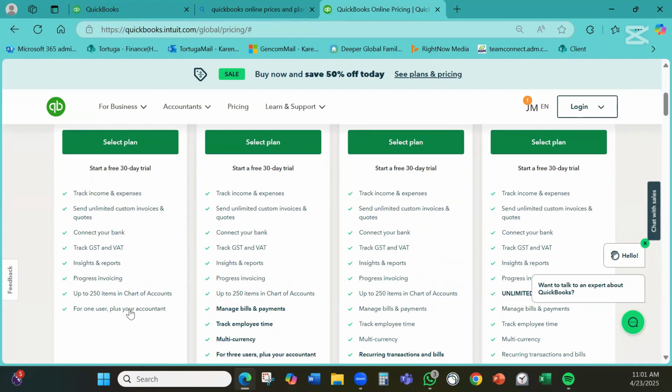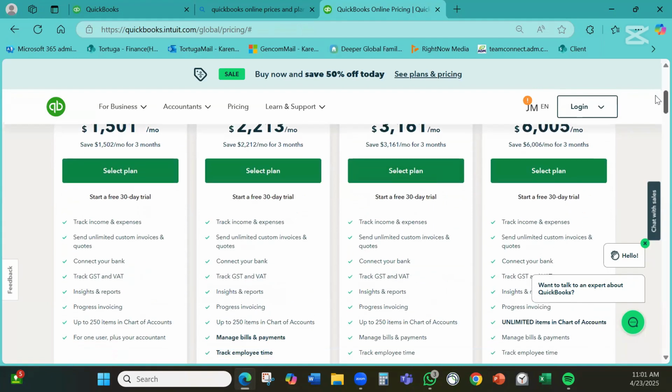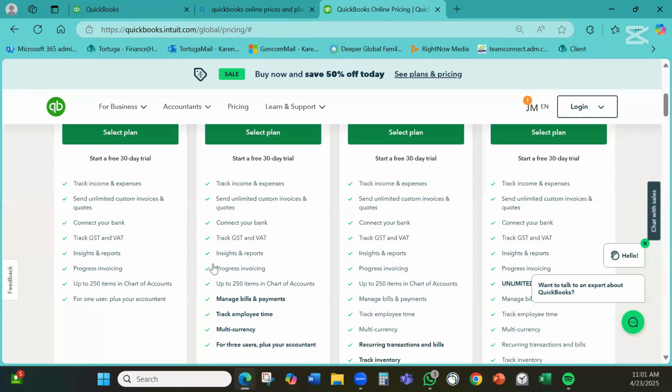The Simple Start does not have multi-currency. So if you want to bill persons in foreign currency, that doesn't have it. So you would have to go to the next plan, which is Essentials. Essentials has multi-currency, manage bills and payments. You have up to 3 persons plus your accountant.